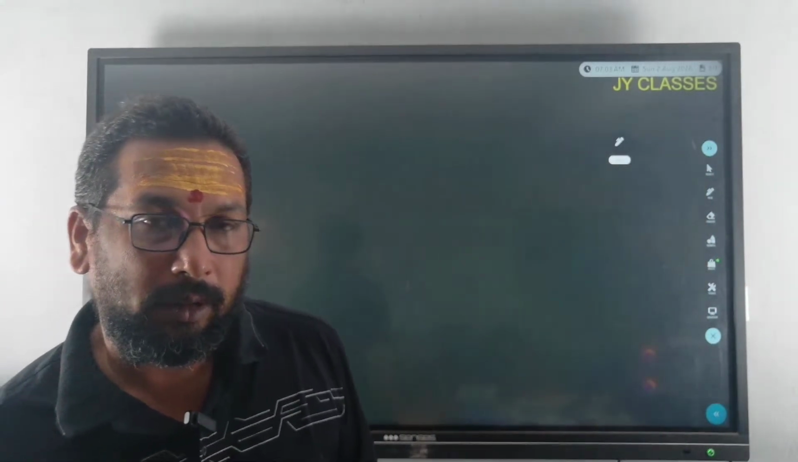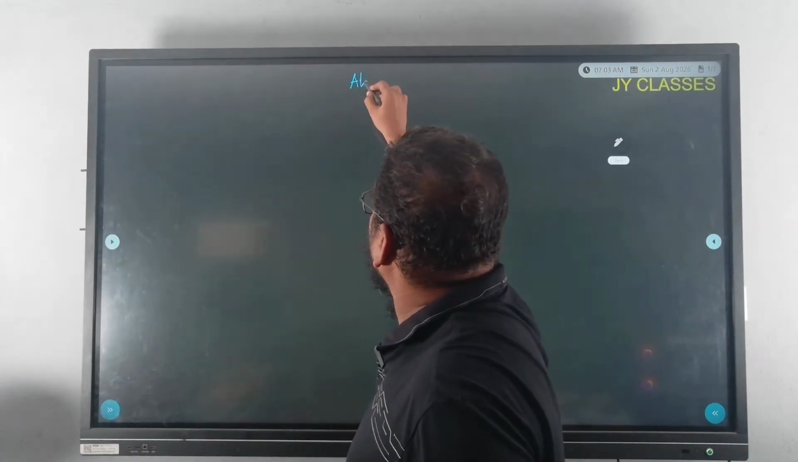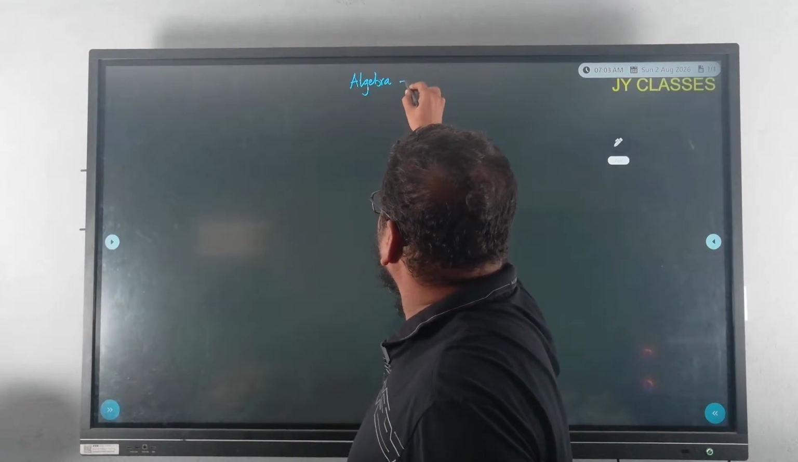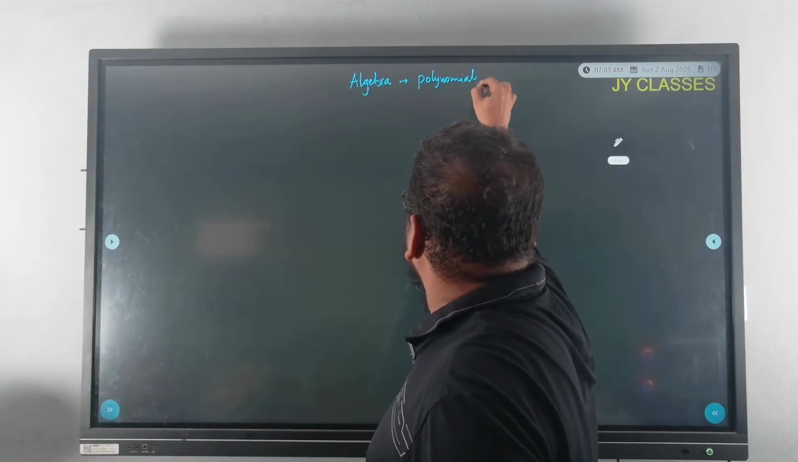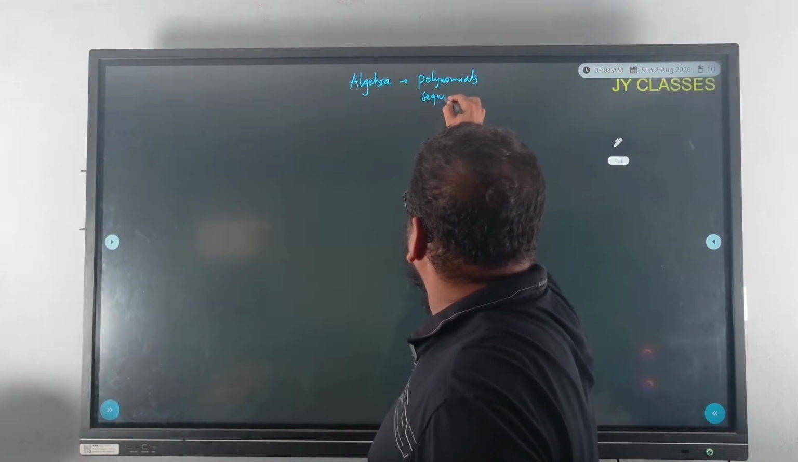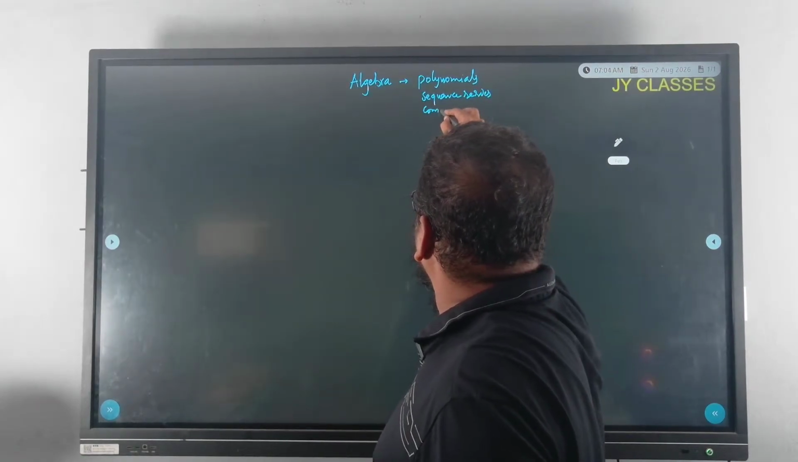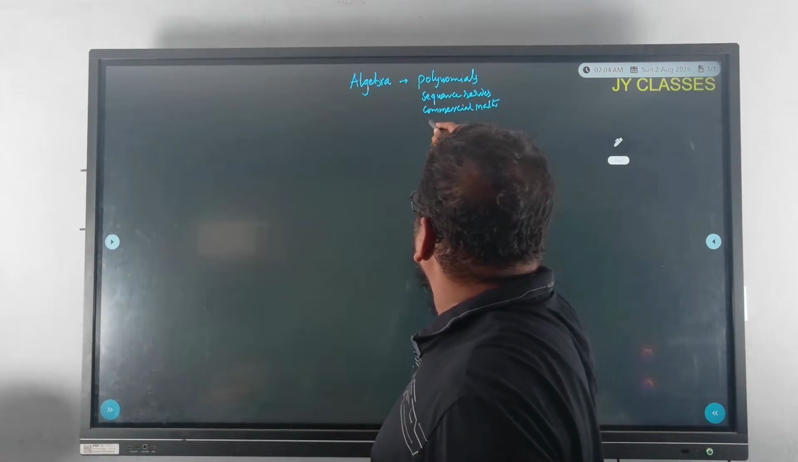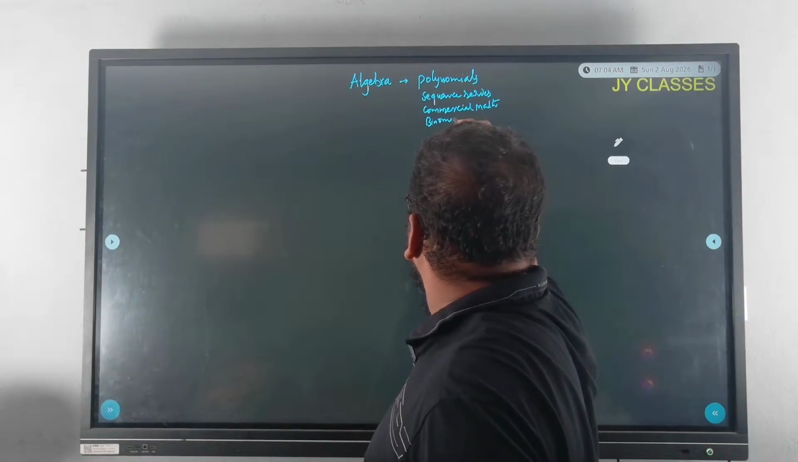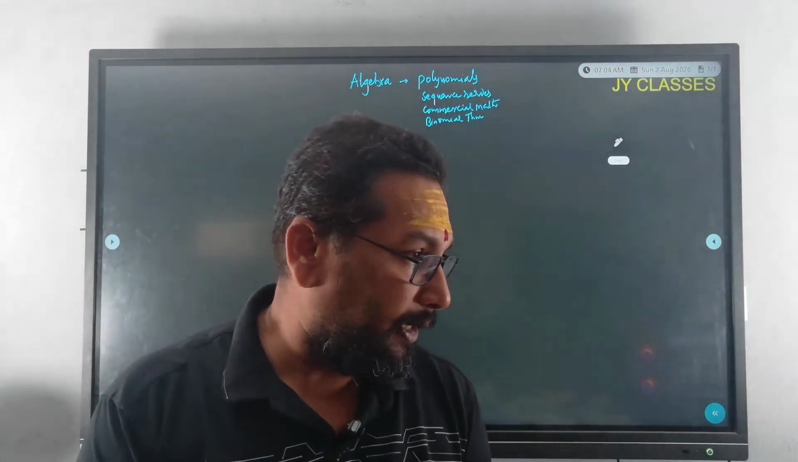Today we will start algebra, second chapter. The subtopics are polynomials, sequence series, commercial maths, binomial theorem. These are the main topics which will be covered in this area.